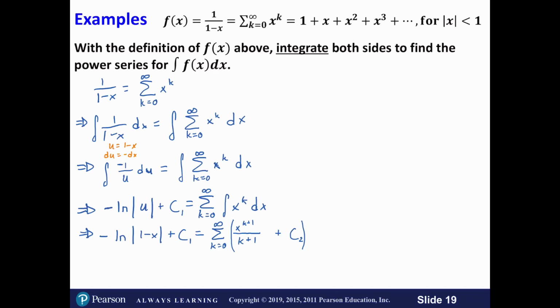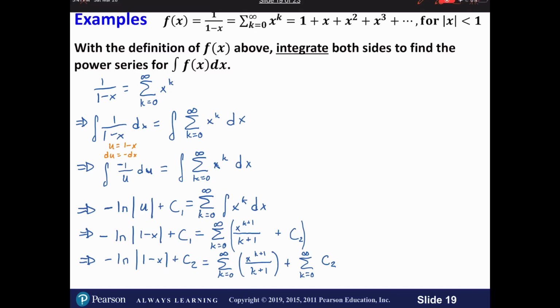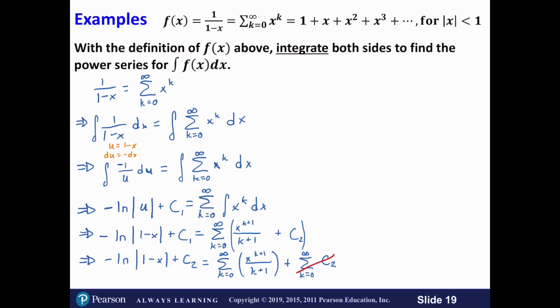All right, and the details here are that we can rewrite this now as the negative natural log of the absolute value of 1 minus x plus c1 equals the sum from k equals 0 to infinity of x to the k plus 1 over k plus 1. What we can do is consider this infinite sum from k equals 0 to infinity of c2. Well, in order for this thing to converge, this c2 must be equal to 0. So this thing just goes away.